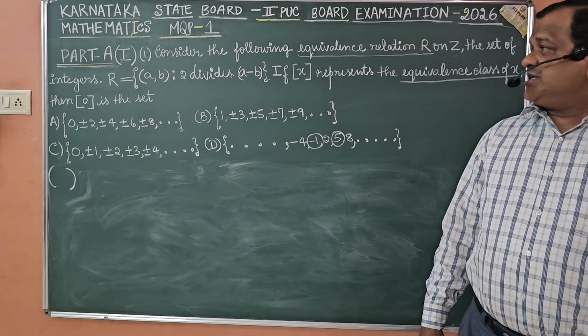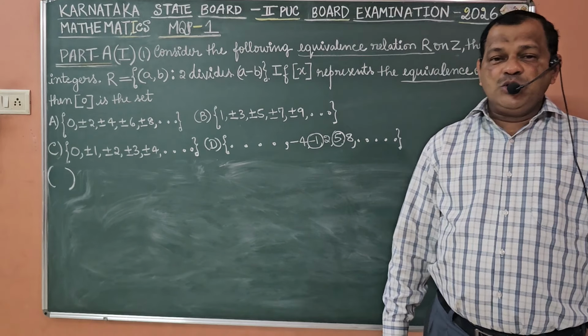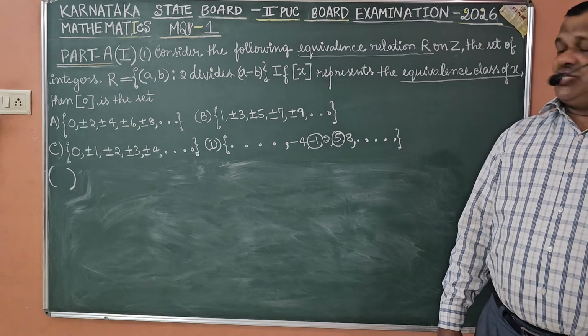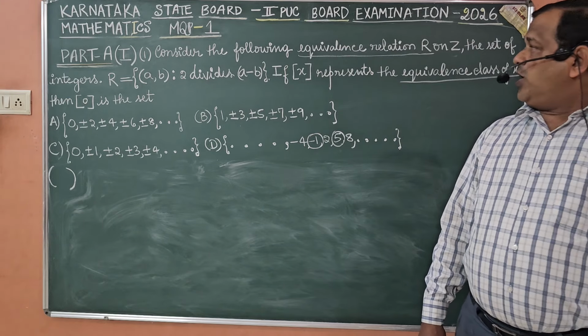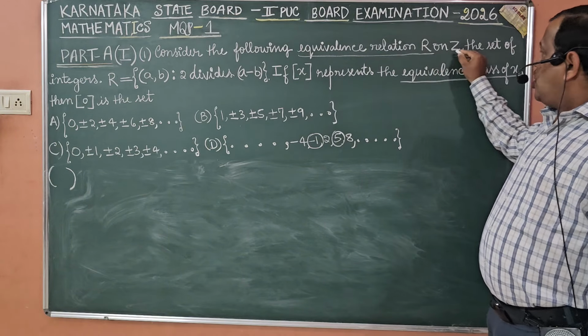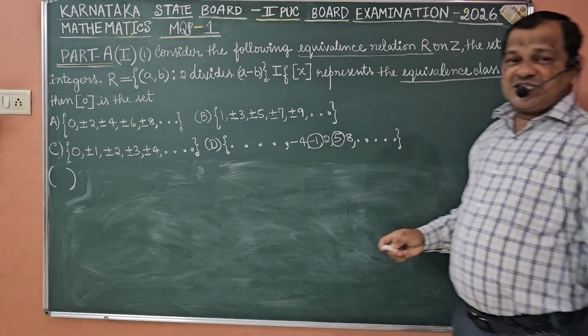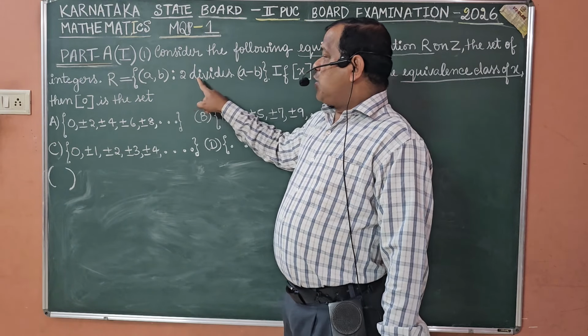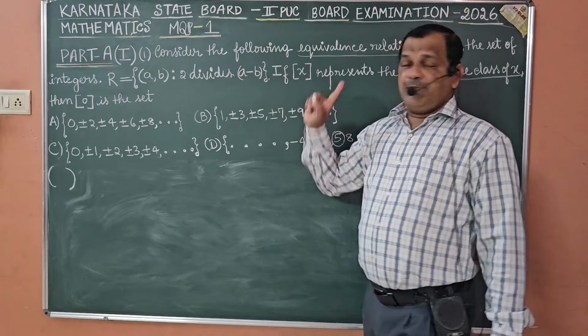Morning, dear students. We start with the MCQs of Model Question Paper 1. Here, one question I have written on the board. Consider the following equivalence relation. It's an equivalence relation R on Z, the set of integers, and the relation is defined by the set of all ordered pairs of the type (A, B) such that 2 divides A minus B.